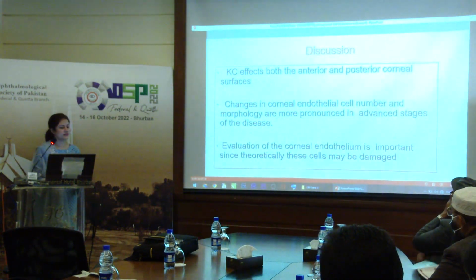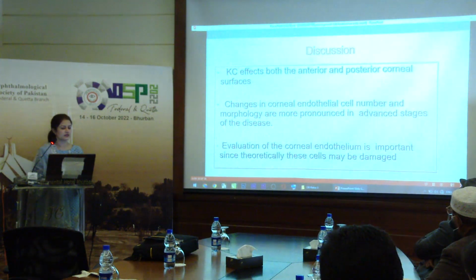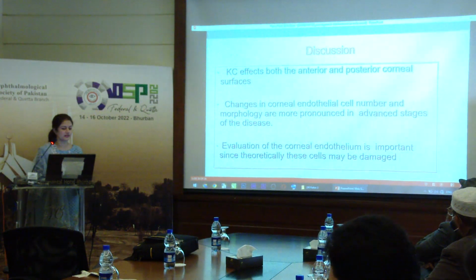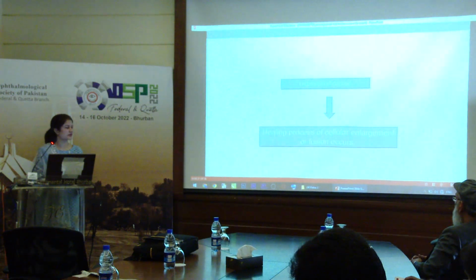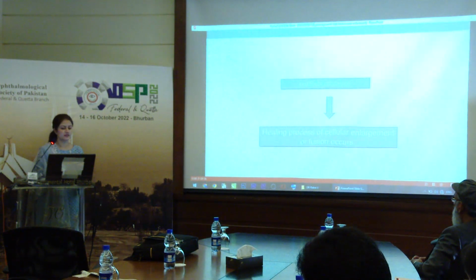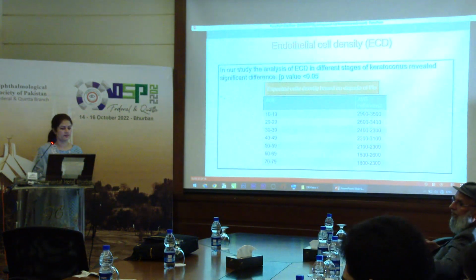So, as we know that keratoconus affects both the anterior and posterior corneal surfaces, the changes in corneal endothelial cell number and morphology are more pronounced in the advanced stages of the disease. Evaluation of the corneal endothelium is therefore important, since theoretically these cells may be damaged. Whenever the endothelial cells undergo damage, there is a healing process of cellular enlargement or fission that results in a change in the cell morphology and their cell surface area.